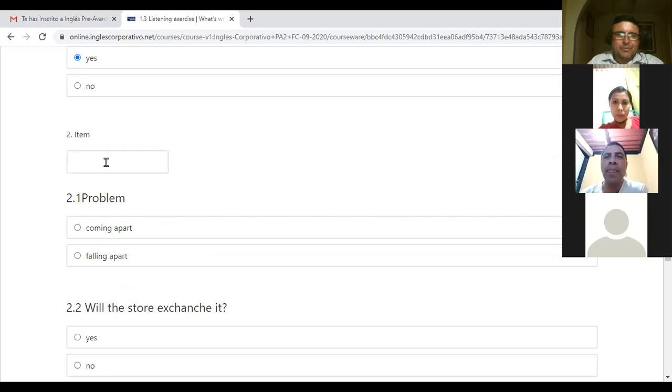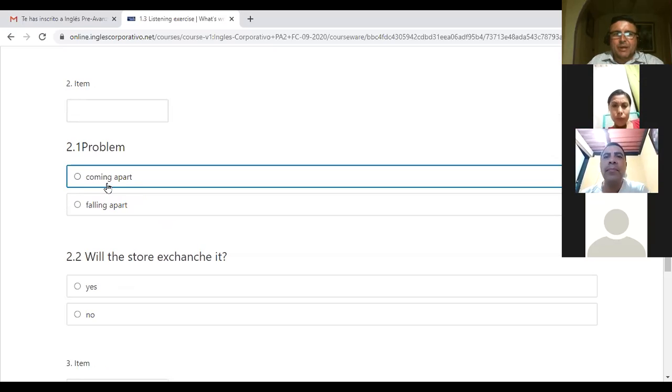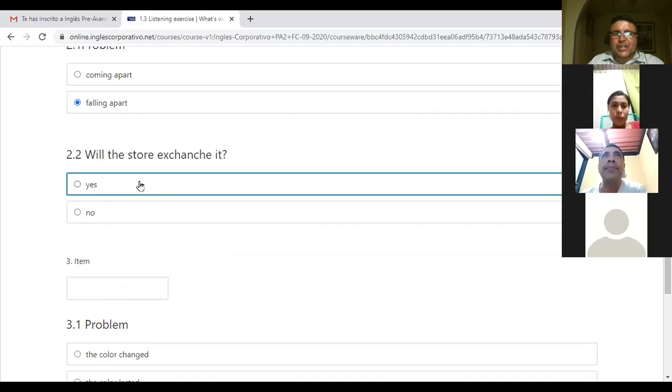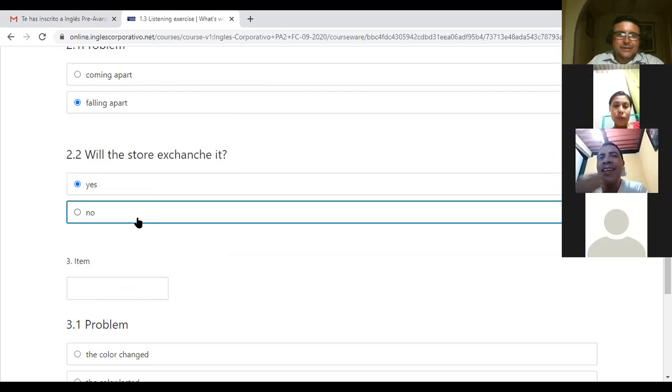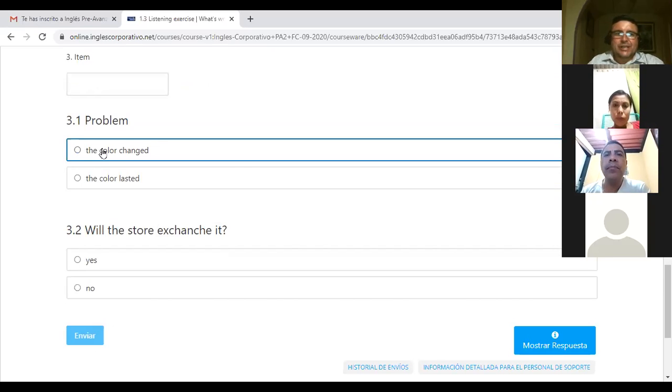Briefcase. Okay, a briefcase. The second is a shoe. So what was the problem? Were they coming apart or falling apart? Falling apart. Will the store exchange it? Yes. And what about the third situation? The color of the shirt. The color change.